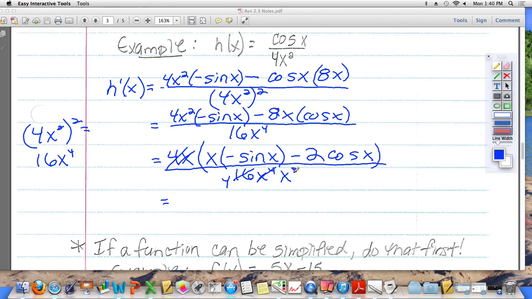So what do I have left? Is it okay if I put my negative sign out front? Sure. x sine of x. All I did was move that negative in front of the sine to the front. Negative x sine of x minus 2 cosine of x all divided by 4x to the power of 3. Would it be okay to do this with the negative sign? Totally. Just make sure that you still leave your parentheses around the negative sine of x.